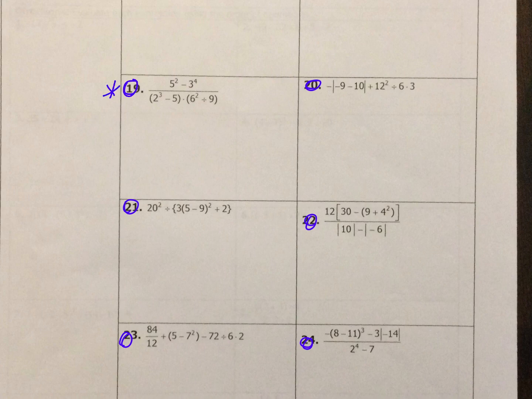Number 19 and number 24 will have answers that are fractions. So if you get a fraction answer on your calculator, do not freak out. For 19, be sure to start by doing a fraction and then put all that on top and everything on bottom. For number 20, be sure to start out with a negative, then you'll do your absolute values, negative 9 minus 10, okay? And then put the rest on there.